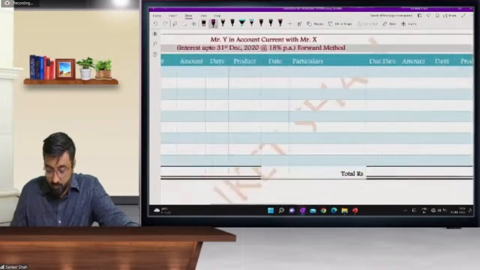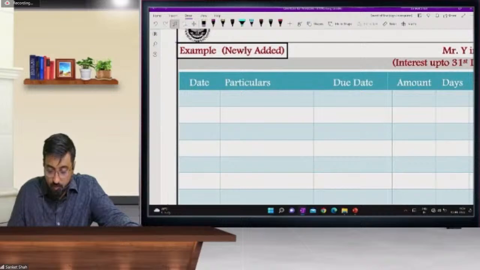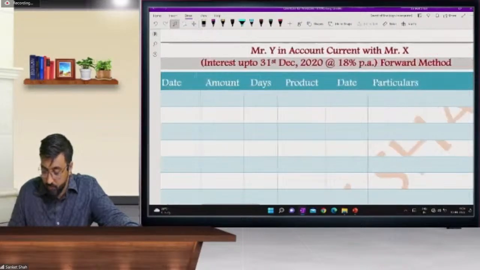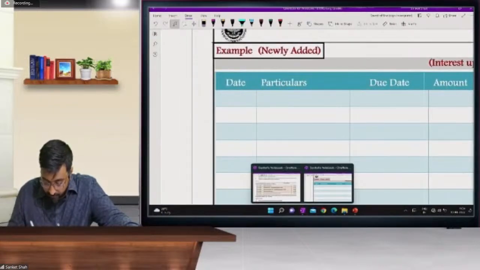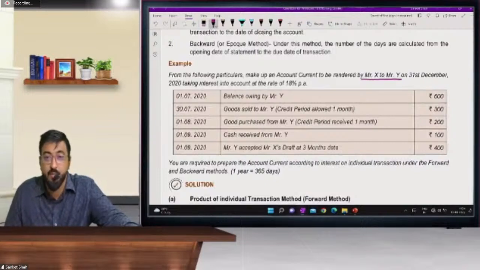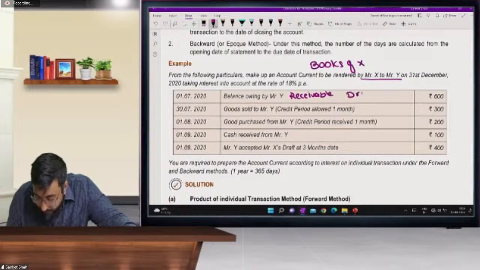These are X's books. Now think from the angle of X. Now how to understand? Balance owing by Mr. Y. So since these are X's books, X is going to receive money. So X will receive amount from Y. So this is receivable. Think from the books of X. Receivable.